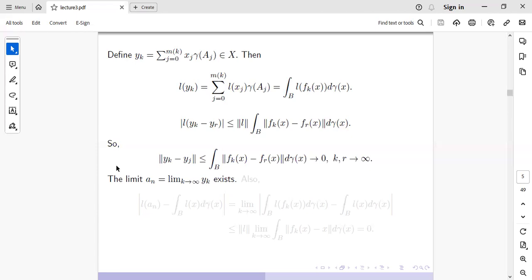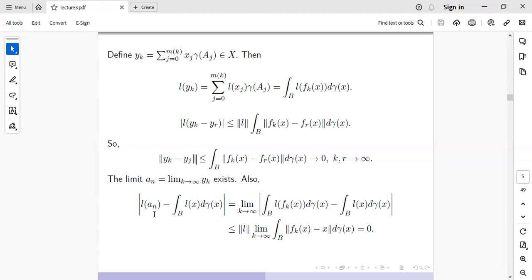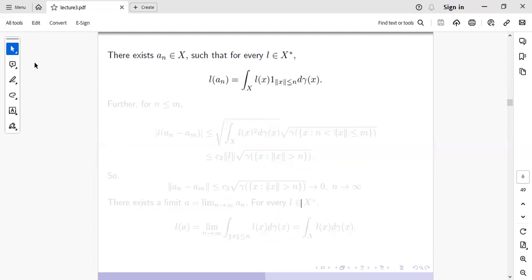And if we apply a functional L to an, then we get the following value: the limit of integrals of L fk of x d gamma x. But these integrals, in turn, converge to the integral of L of x. In other words, we obtained an element an such that every linear continuous functional acts on an like the integration of L of x over the ball of radius n.